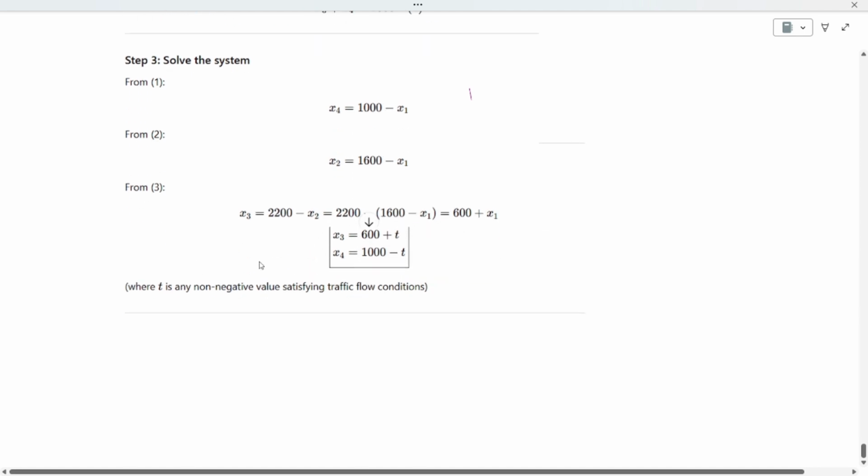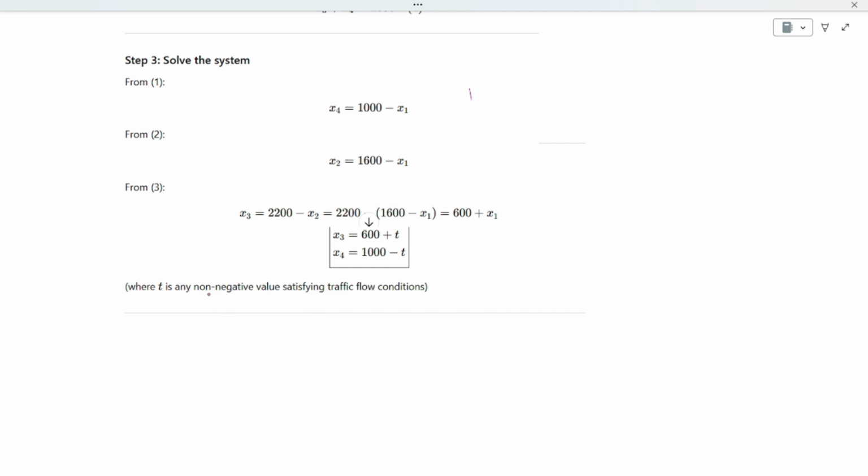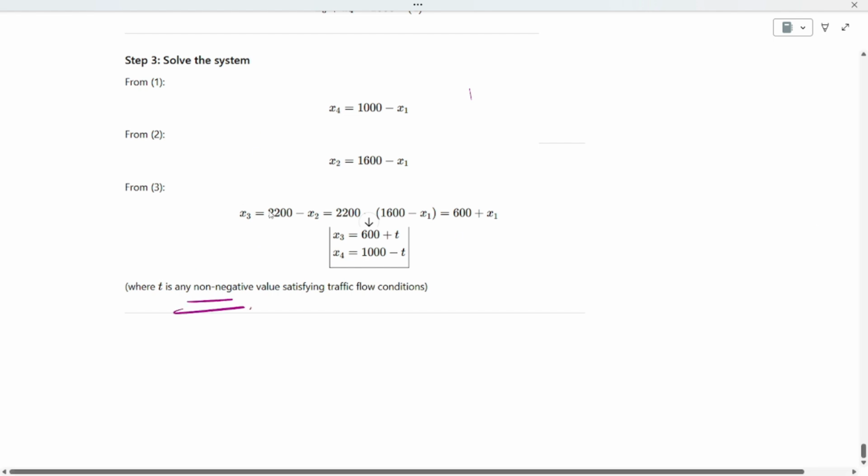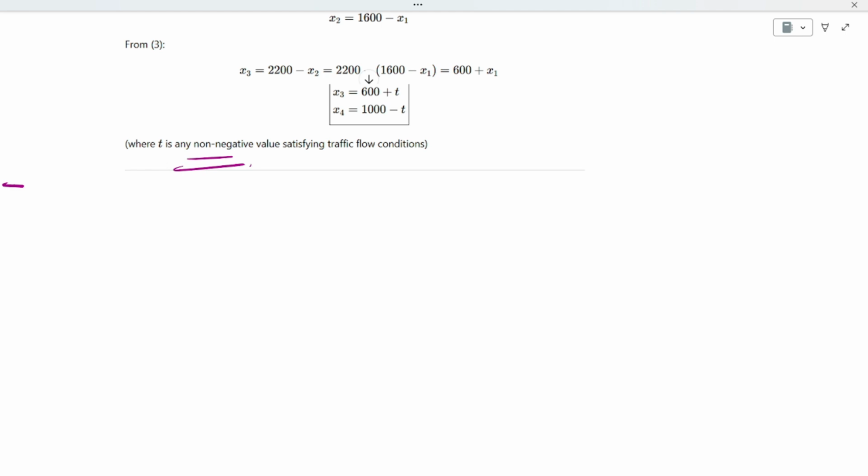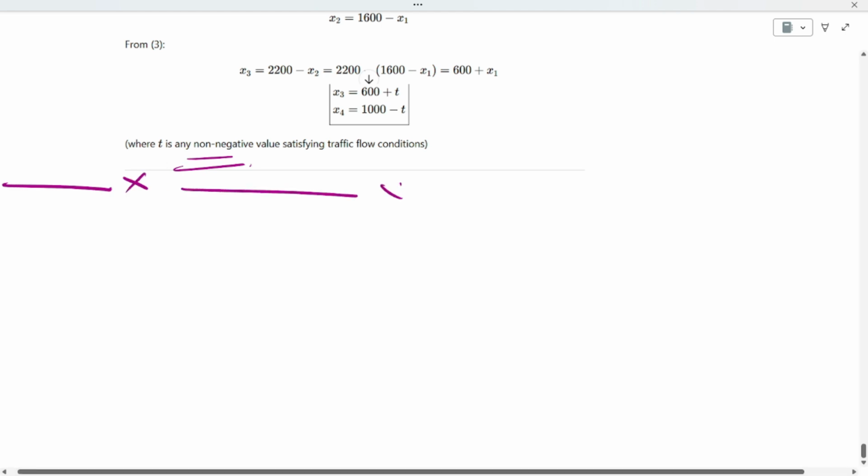Next, t is any non-negative value satisfying the traffic flow condition. Okay, t is any non-negative value satisfying the traffic flow condition. This is all about the third module for the CSE stream subject. I hope you understood all the concepts.